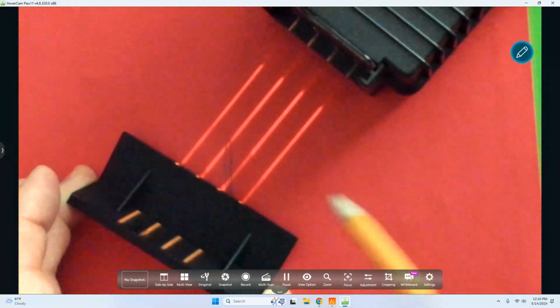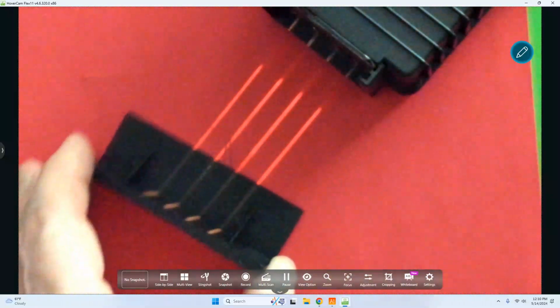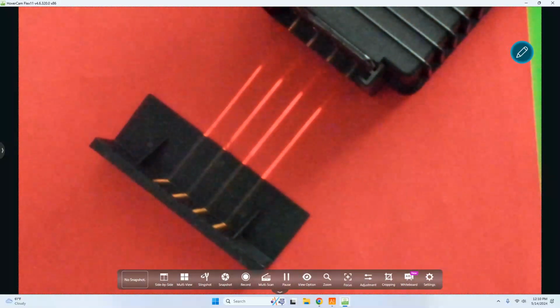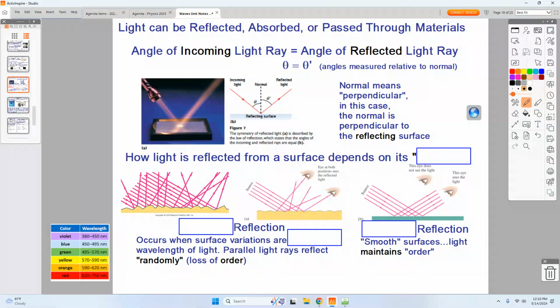Now I'll give you those terms in a moment. If I shine this on the back, you can see that the light is hitting here, but it's not maintaining its order. It sort of scatters. So there are 2 different kinds of reflection that we want to be able to look at. It depends on the texture of the surface. So just how rough is that surface?